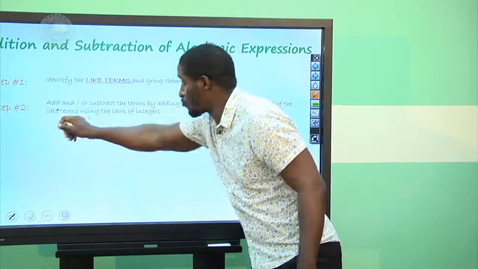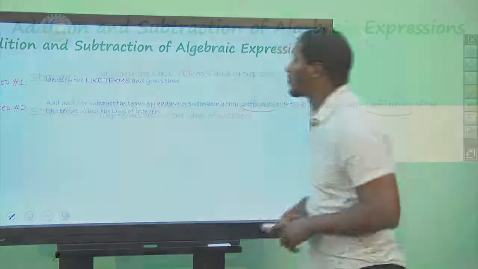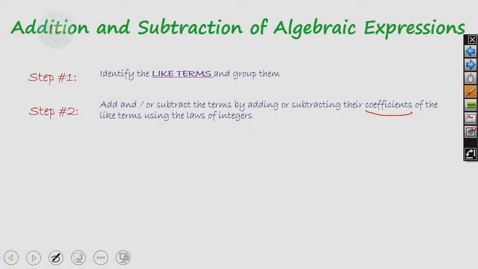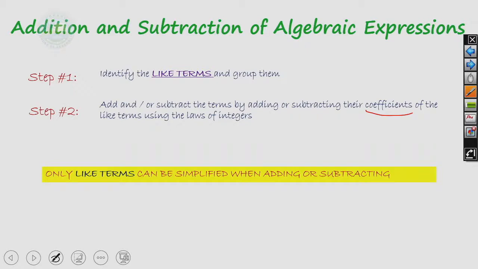So here we are saying for rule 2 that when we are adding and/or subtracting algebraic terms, we need to add and subtract the coefficients of the like terms using the laws. Remember, the laws of integers apply once we are doing any sort of calculation in mathematics. So that's our steps. Remember that only like terms can be simplified when adding and/or subtracting terms or expressions in algebra. Like terms. When we say like terms, what exactly do we mean?